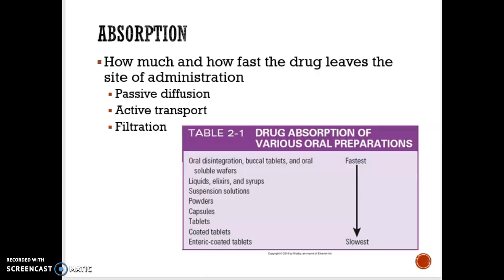Let's start with absorption. Absorption is how much and how fast the drug leaves the site of administration. It can leave through passive diffusion, active transport, or filtration. Here's a table that shows you a visual about drug absorption of various oral preparations. The fastest being buccal tablets or oral soluble wafers or an oral disintegration pill, with liquids being next, and then our slowest down here being enteric-coated tablets.